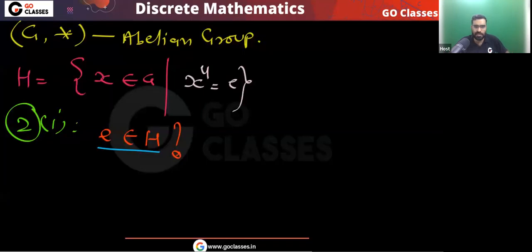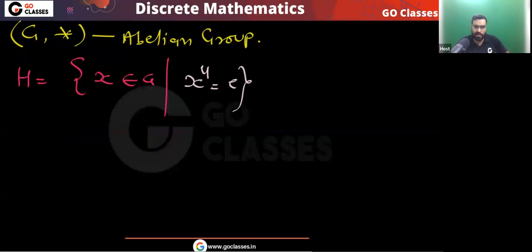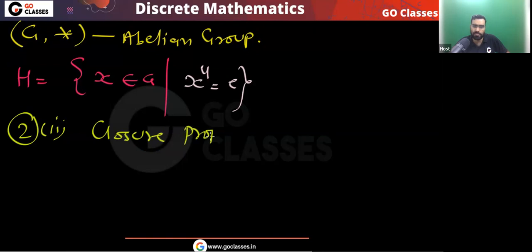Now let's see the next thing. We have seen the identity element is there. Now what about the closure property? What can you say about the closure property? So can I say H is closed? Tell me, is H closed?